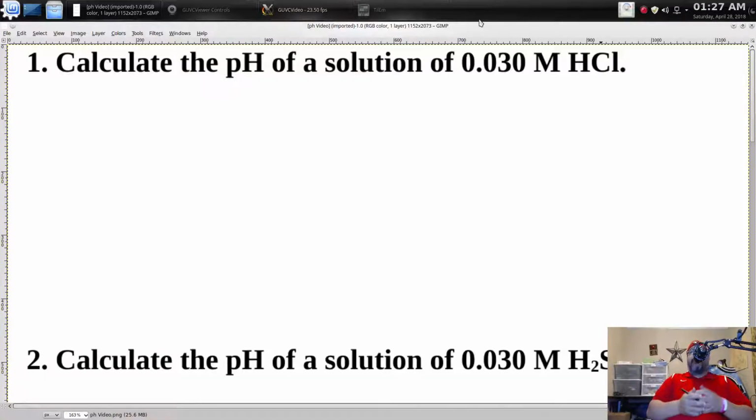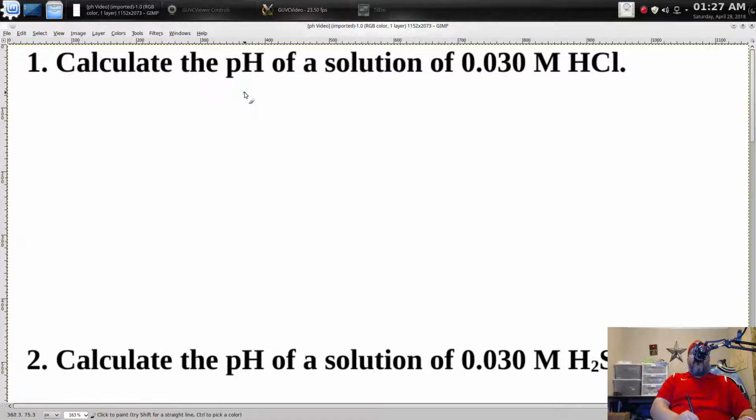I had some requests, from students I'm assuming, wanting me to do some problems involving the calculation of pH. We're going to get started with that. Here we have a problem that says: calculate the pH of a solution of 0.030 molar HCl. In order to calculate pH, we need to have the pH formula.